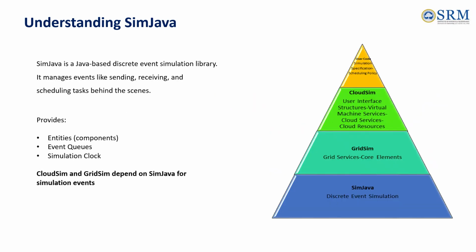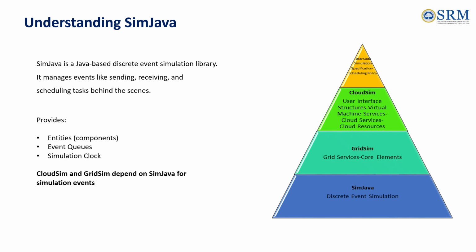SimJava. This slide explains SimJava, which is a Java-based discrete event simulation library. SimJava manages simulation events such as sending tasks, receiving tasks, scheduling operations, and handling communication between components. It provides important features like entities, which represent simulation components, event queues, which manage simulation events, and a simulation clock, which controls simulation timing. Both CloudSim and GridSim depend on SimJava for handling simulation events and time management. So overall, SimJava acts as the core event management engine behind cloud simulation frameworks.